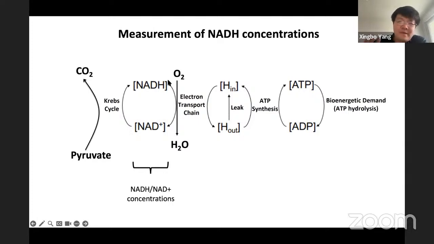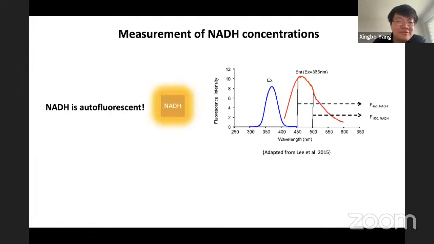So let's say concentrations. Here's good news: NADH is autofluorescent. I think this is a very cool fact, that you don't need a label. So what is autofluorescence? Autofluorescence means you don't need any external label. If you just shine excitation light according to the excitation spectrum of this molecule, in this case, this is the excitation spectrum of this molecule.